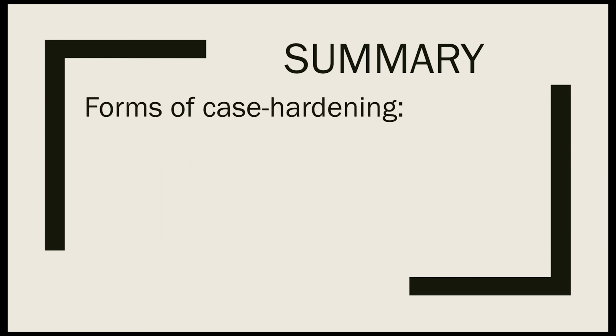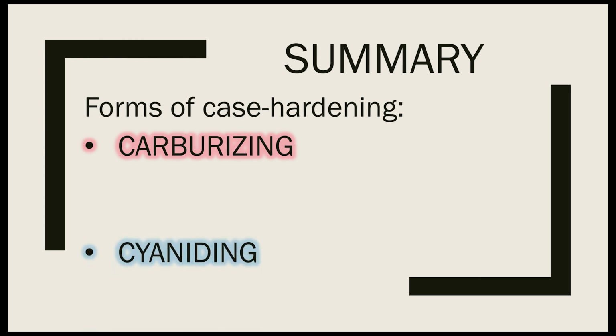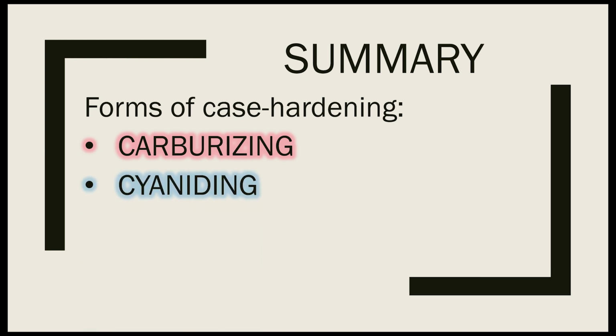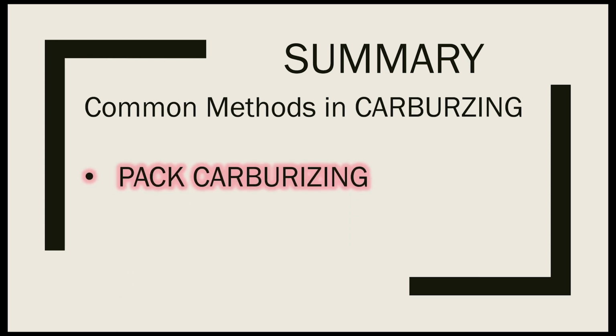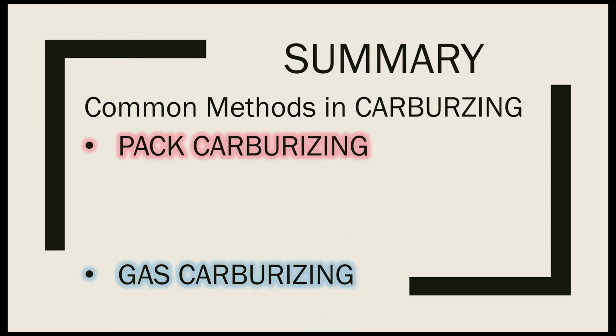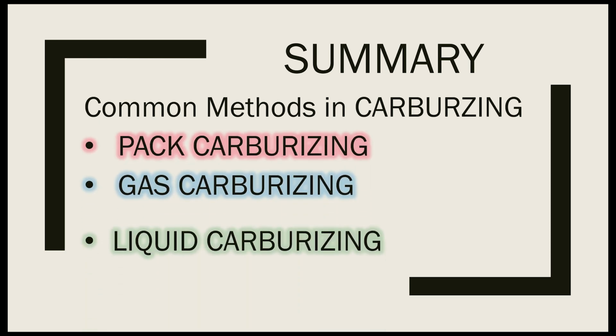There are also forms of case hardening. First is carburizing, second is cyaniding, third is nitriding. For the common methods in carburizing, we have pack carburizing, gas carburizing, and third is liquid carburizing.